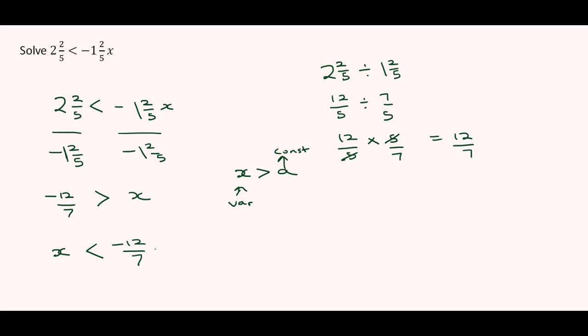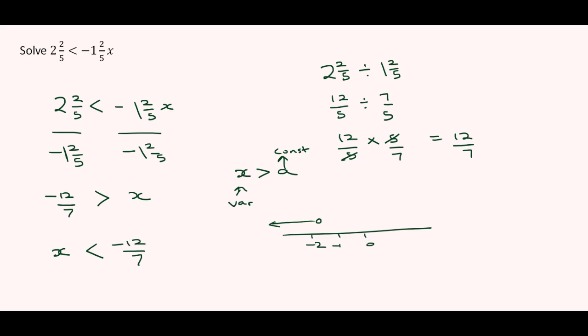So let's put this on the number line. So we have a number line right there. We have 0 here, we have 1, and then negative 12 over 7 is probably, let's make this negative 1, we have negative 2 here. So negative 12 over 7 is here. Because it's less than, we have an open circle, and then it's less than, so we go in that direction.